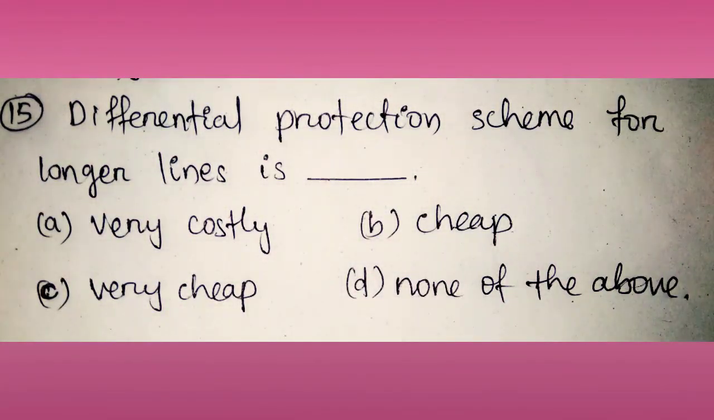Question number 15. Differential protection scheme for longer lines is dash. Option A very costly, option B cheap, option C very cheap, and option D none of the above. As we have discussed earlier in the last question, differential protection scheme for longer lines is very costly. Here the correct answer is option A, very costly.